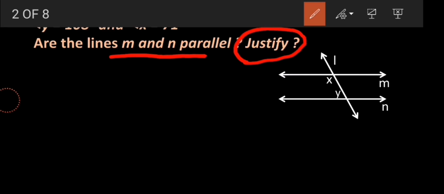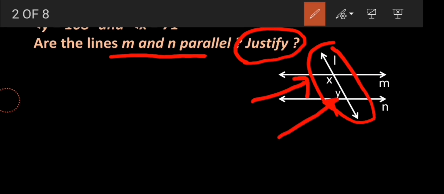If you observe the question, you will come to know that line L is a transversal, and by the position of angle X and Y, we can say they are interior angles, right? That means as interior angles are given to me, then definitely I'm gonna utilize interior angle test to decide whether lines are parallel or not.